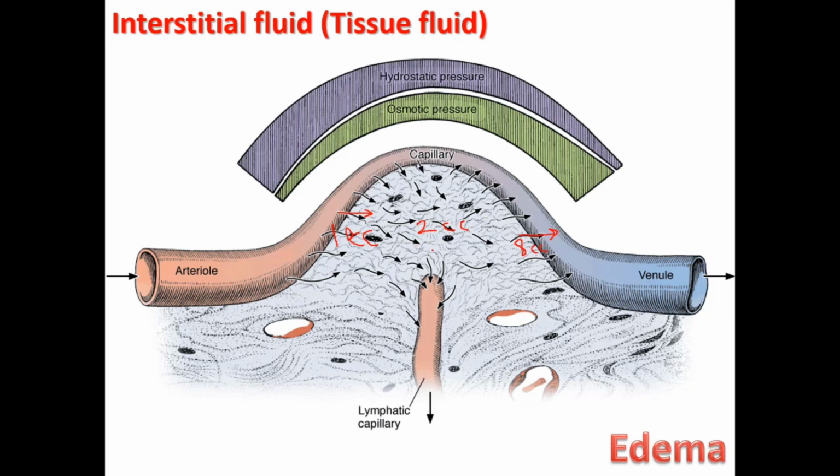And these 2 cc are drained continuously by another vessel called lymphatic vessels, lymphatic capillary. So by this way, our blood nourishes the cells of connective tissue. By the 10 cc, the nutrients come out. By the 8 cc, the waste material is drawn back into the venules. So the cell nourishment happens by this way.